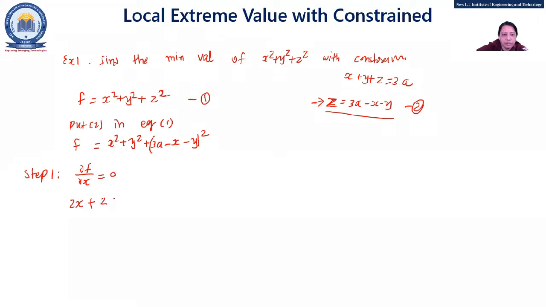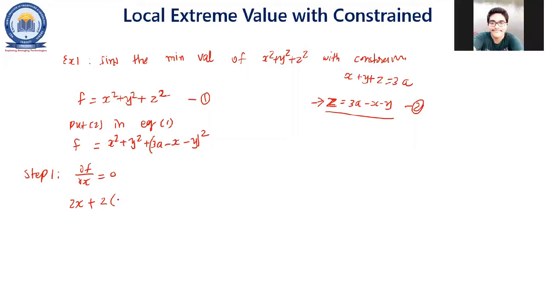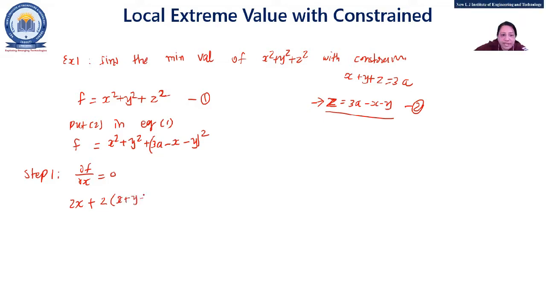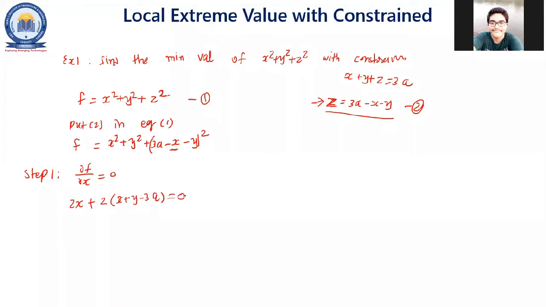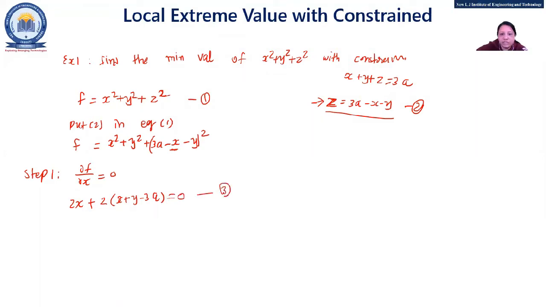Plus 2 into x plus y minus 3a. Yeah, correct one, because this is x raised to n kind of thing, right? And for this chain rule, here you will get minus 1. So the minus 1 will be multiplied with this one, right? Yes, ma'am. Okay, fine. So equal to 0. This is my equation number 3. Okay, Akhilesh, you can mute yourself.